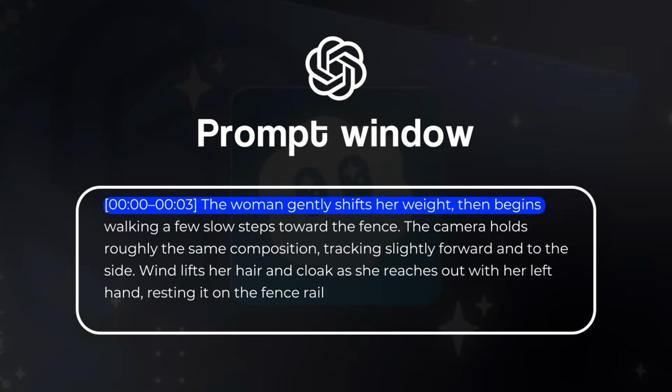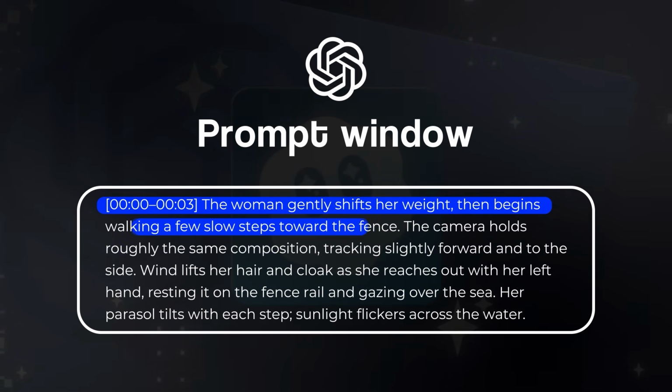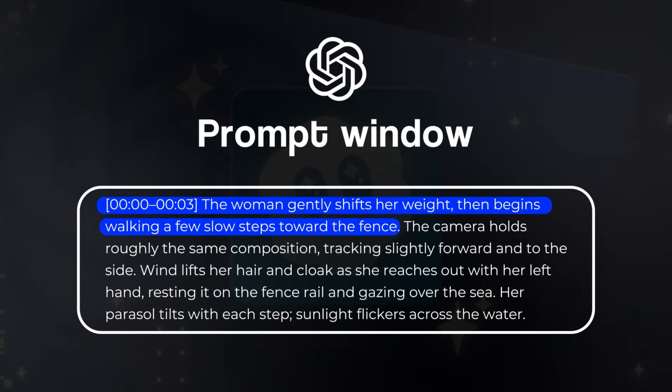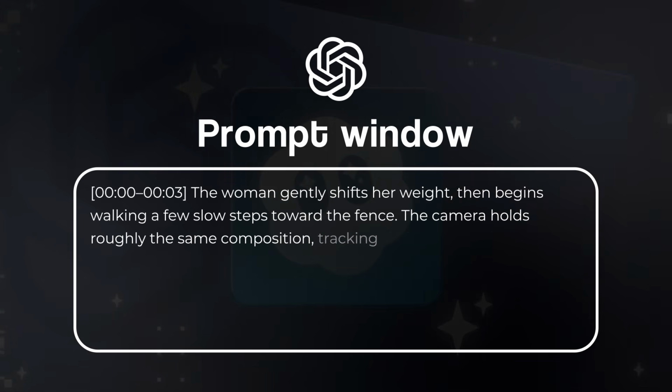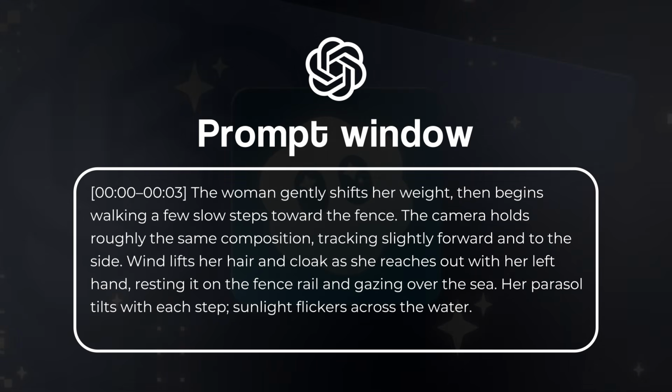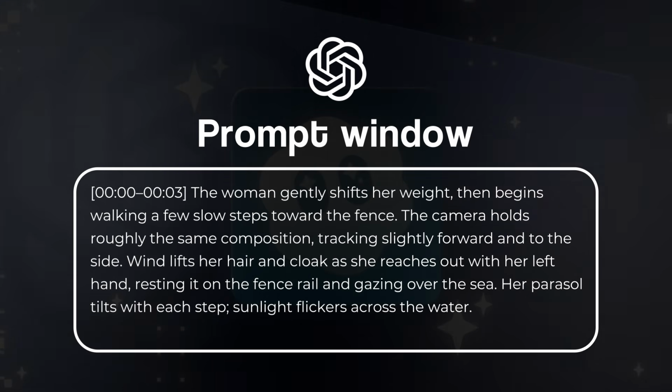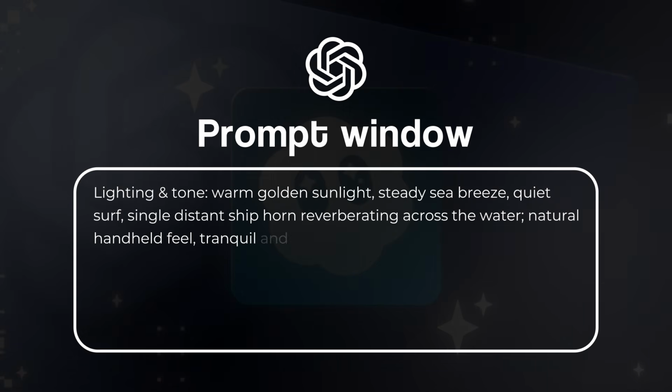For prompt 3, what we're going to do is that we're using image to video, but there's a couple different things here. We're adjusting how we're asking for some of these things from the initial frame. So instead of saying the woman's walking, we're saying the woman gently shifts her weight, then begins walking a few slow steps towards the fence down the path. We have our multi-shot composition with timestamps so it knows exactly how long we want for each one. And then finally, we have our lighting and tone. So let's go in and see how this one did.